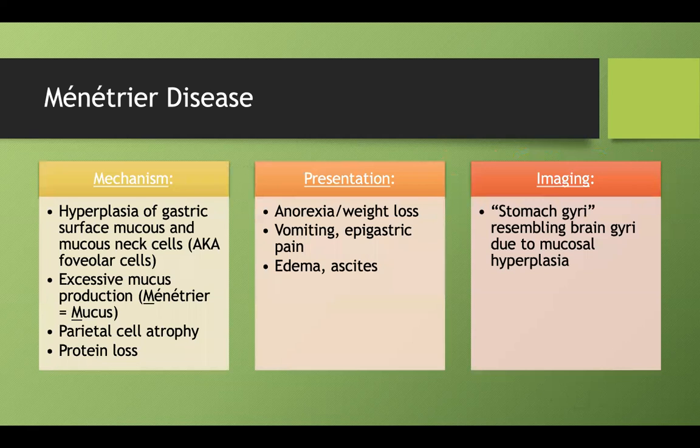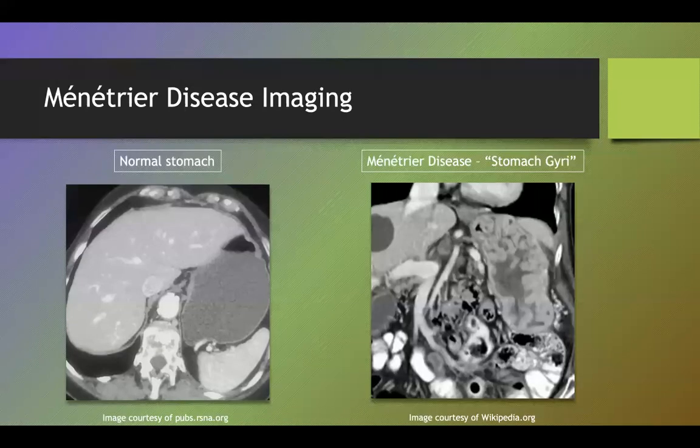And on imaging studies, it's important to know that there's a characteristic stomach gyri that you'll see. And that's because the mucosal cells have just overgrown, and it looks like a brain. So here you can see on the left, it's just a normal stomach. It's very rounded. Everything's fine. And on the right, you can see it does kind of look like a mini brain inside your abdomen right here. And that's classic for Menetrier disease.